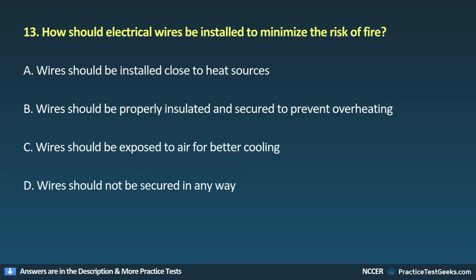13. How should electrical wires be installed to minimize the risk of fire? A. Wires should be installed close to heat sources. B. Wires should be properly insulated and secured to prevent overheating. C. Wires should be exposed to air for better cooling. D. Wires should not be secured in any way.